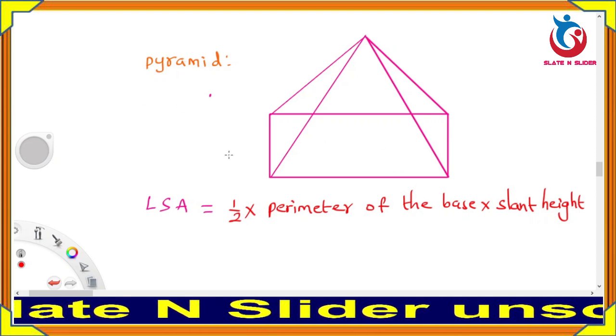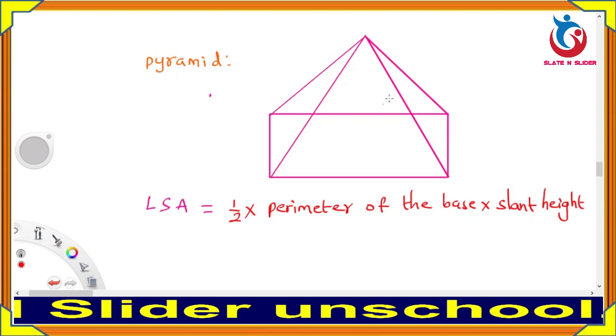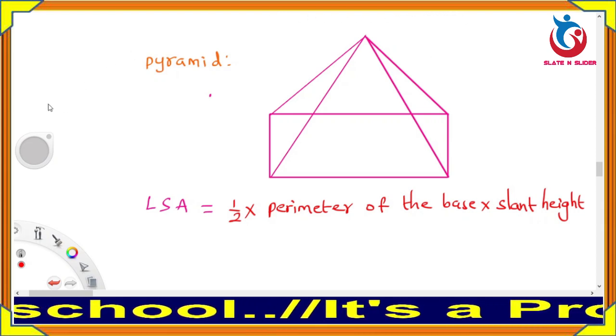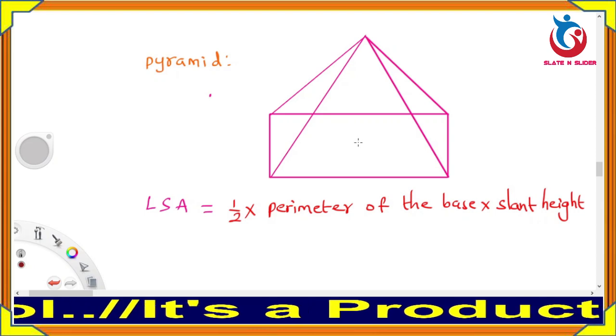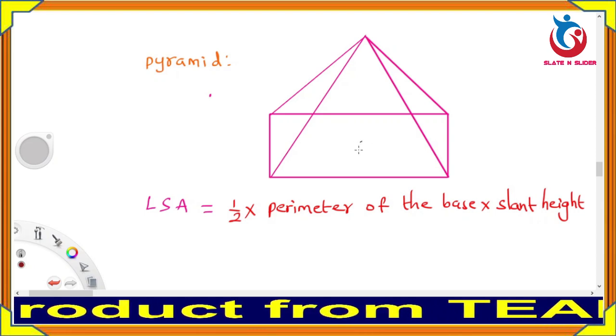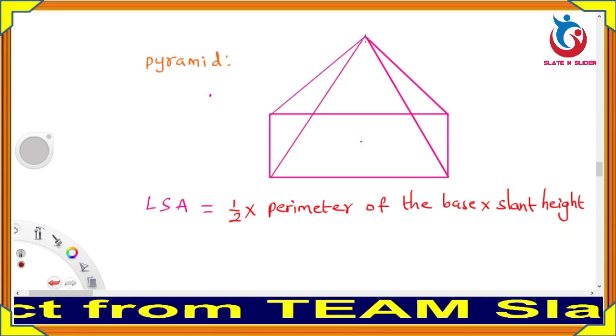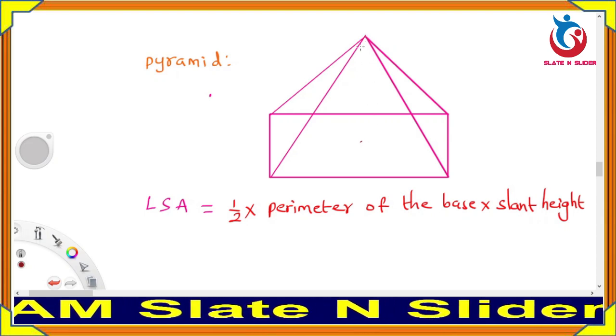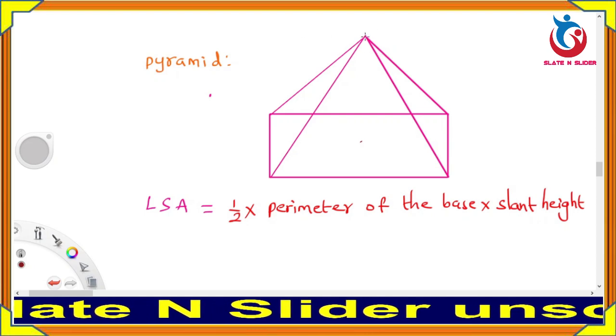Slant height means, first it is a rectangle, the base is a rectangle. For this rectangle, find out the midpoint of the rectangle. So, it will be the midpoint. How to find the midpoint? If you do not know how to find the midpoint, then from the vertex we have to draw a perpendicular to the base. So, I would like to draw a perpendicular.